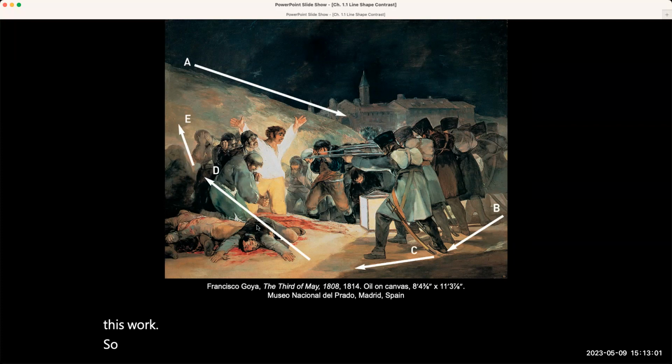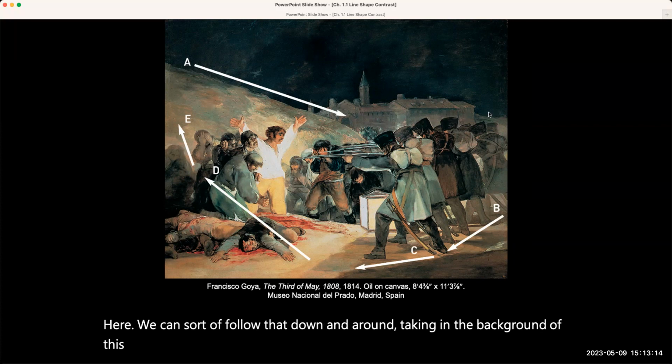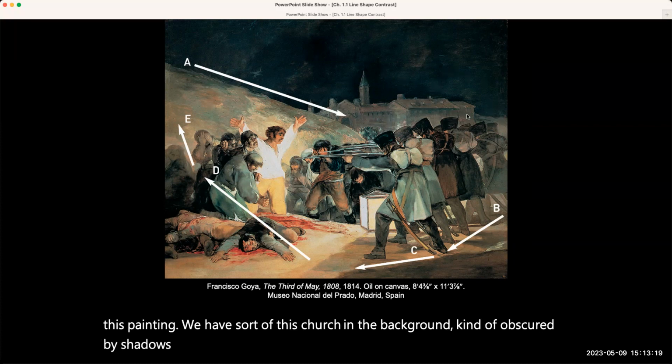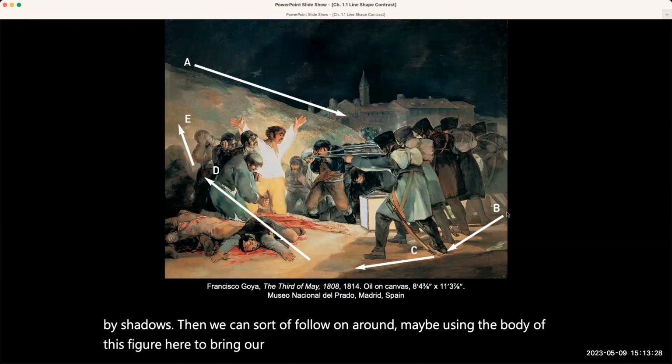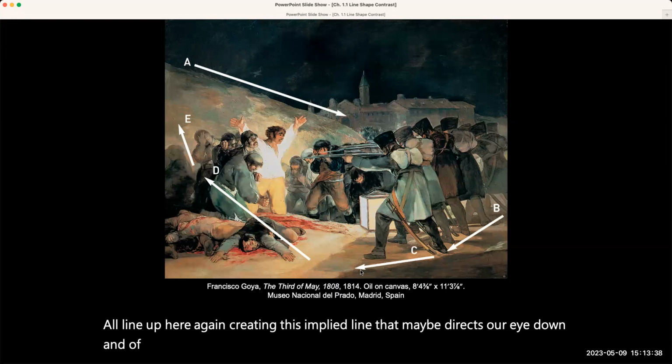So first, we can pick out a directional line that is implied by the edge of the hill here. We can follow that down and around, taking in the background of this painting. We have this church in the background, kind of obscured by shadows. Then we can follow on around, maybe using the body of this figure here to bring our eyes downward. And then notice how the feet of the figures all line up here, again creating this implied line that maybe directs our eye down and across.